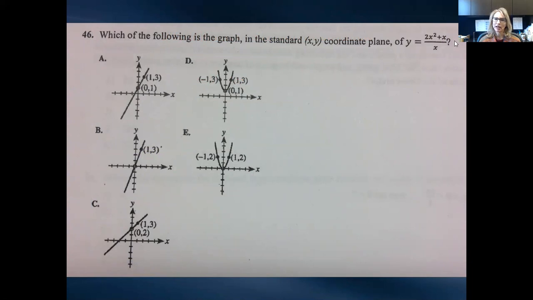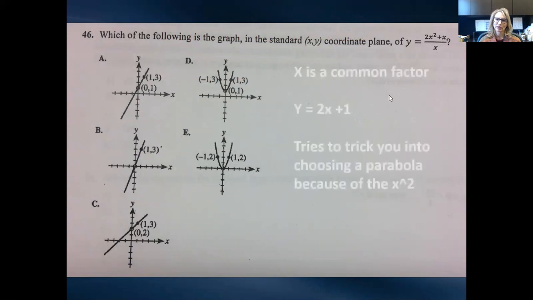But this is not actually written in its simplest form. You have x's in all, so you need to cancel that out and reduce it down to its simplest form, which is y equals 2x plus 1. Now that we know it's y equals 2x plus 1, we know that we're dealing with one of the straight lines. That's the function of a line. And we know it's the one that crosses at the y-intercept and has a slope of 2. So that would be A.